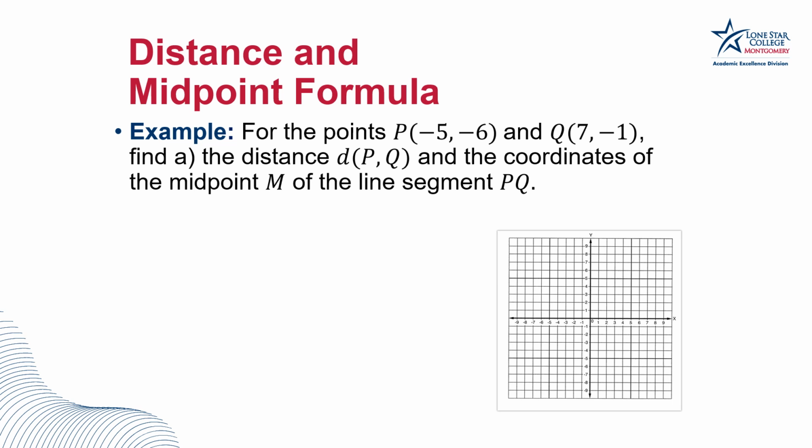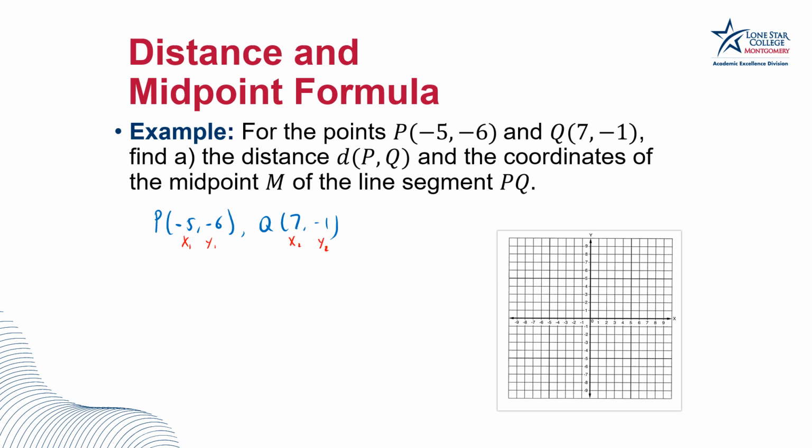For the points P (-5, -6) and Q (7, -1), find the distance and the coordinates of the midpoint of the line segment PQ. So, first thing we're going to do is let's label our P and Q. So you want to rewrite P and Q, and we want to label it as x1, y1, and x2, y2.